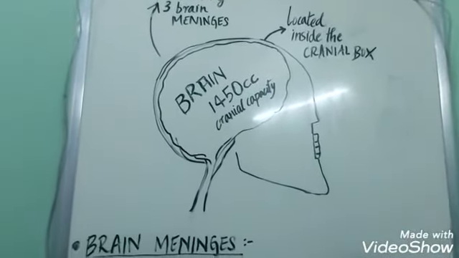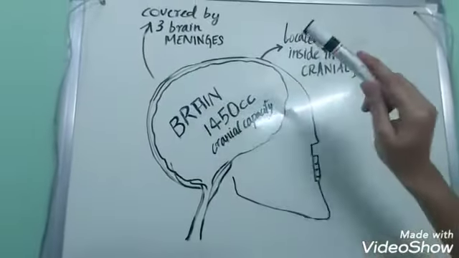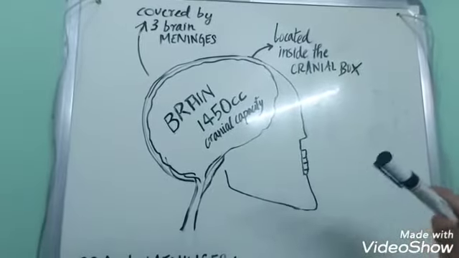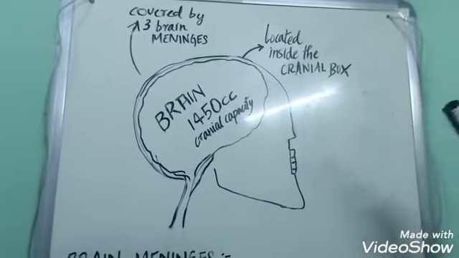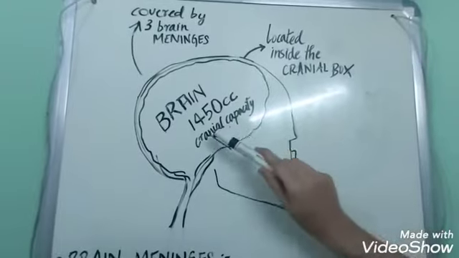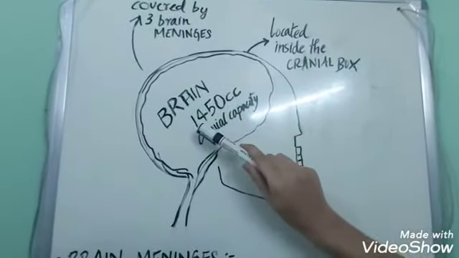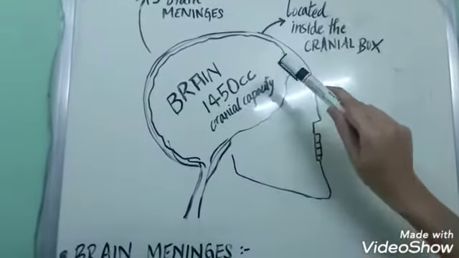For your information, the brain of a Homo sapiens, that is modern day man, has a cranial capacity of 1450 cubic centimeters.